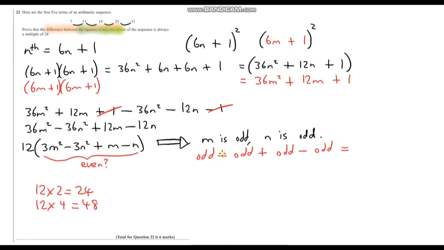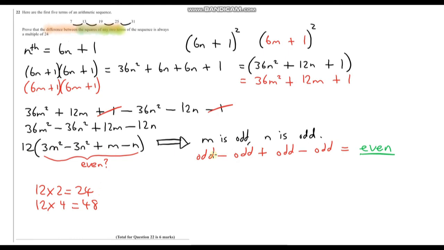Well, an odd take away an odd is going to be even. And then if we add an odd, that's going to go back to odd. And if we take away an odd, that's going to go back to even. So that overall will be even. So when we're multiplying 12 by an even number, we will get a multiple of 24.